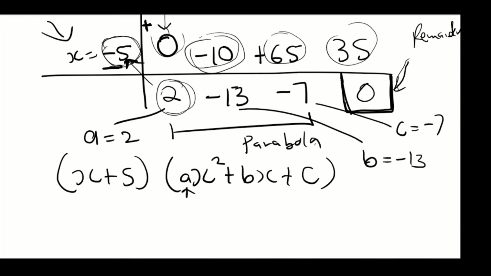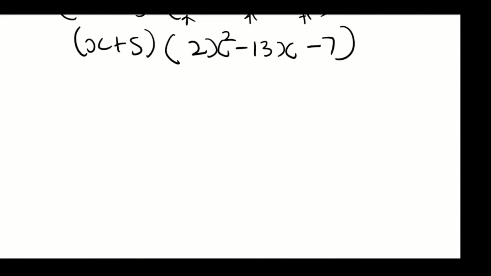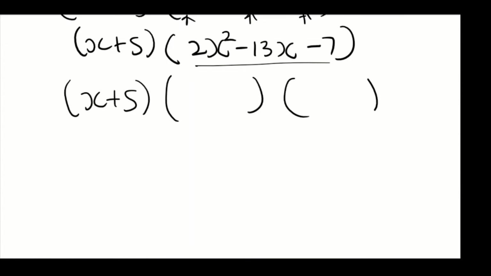So you're just going to substitute all these values that I just mentioned. You substitute them there. So you're going to have x plus 5, and our a is 2, so it's going to be 2x squared. Our b is minus 13, so it's minus 13x, and our c is minus 7. So that is your expression there. So now we need to factorize this parabola here. So it's going to be x plus 5, and then we factorize the parabola, so it's going to be 2x and an x there, and 1 and 7 there, so it's going to be minus and a plus. So now we factorize this expression.